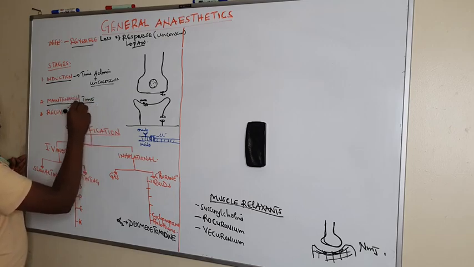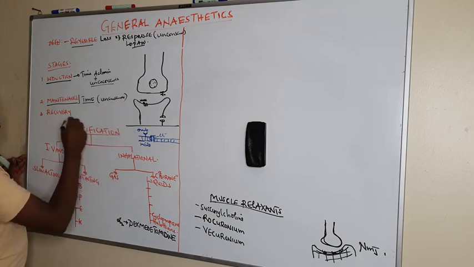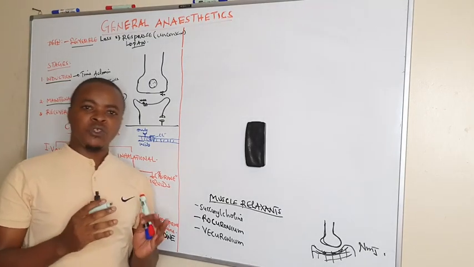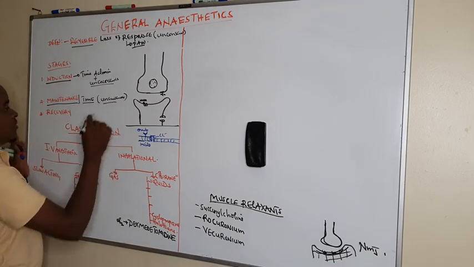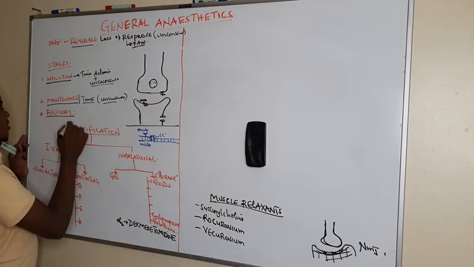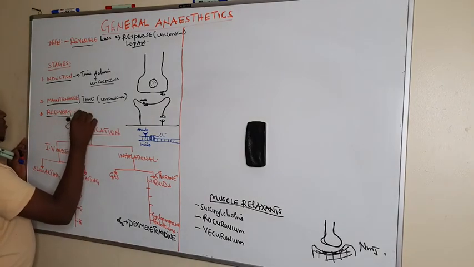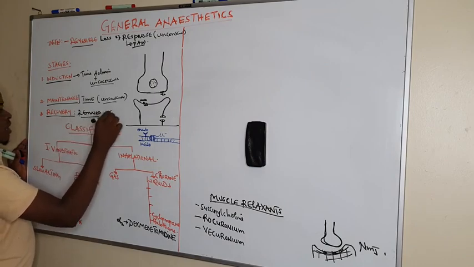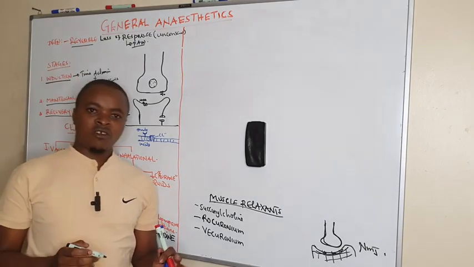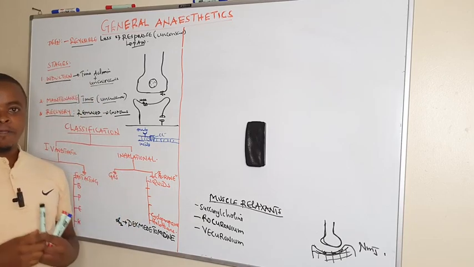Then maintenance, this is the duration the patient remains in the unconscious state. This is the period when someone is unconscious, and this is the time when you can do your surgery. Then the recovery stage, this is after the anesthetic drug has been withdrawn. It is the period it takes for the patient to become conscious after withdrawing the general anesthetic drug. So these are basically the major 3 stages of general anesthesia.